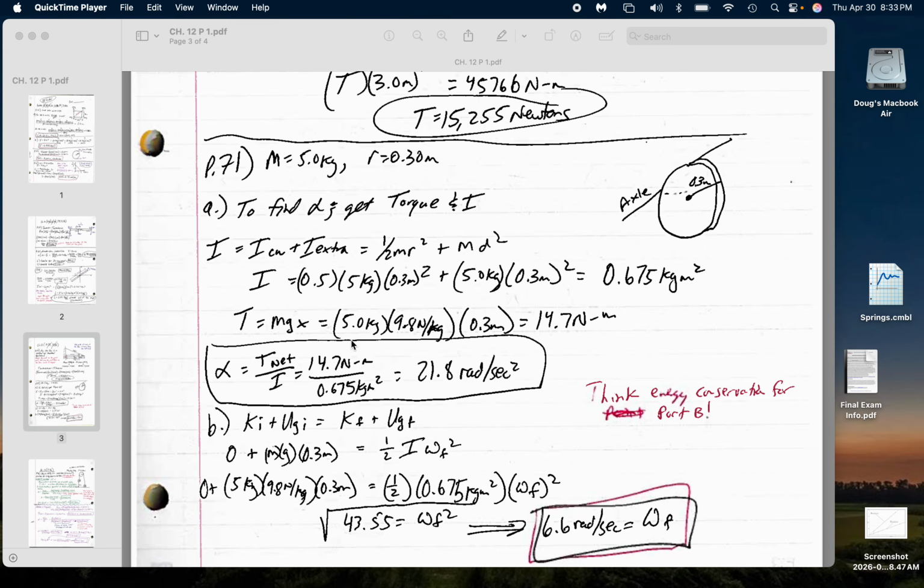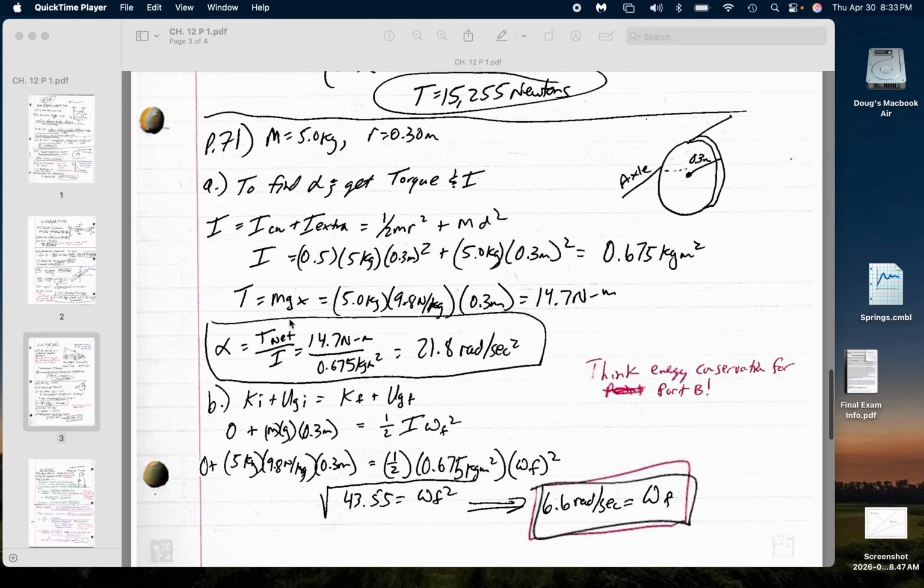So mg, 5 kilograms times 9.8 newtons per kilogram is 49 newtons, and that's acting 0.3 meters away from the axle. So that's 14.7 newton meters of torque. So the angular acceleration is simply Newton's second law for rotation, around 22 radians per second squared.